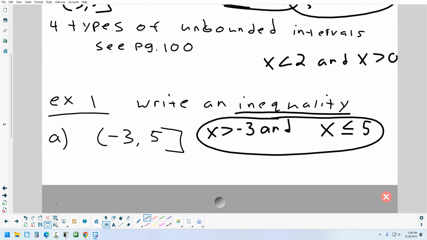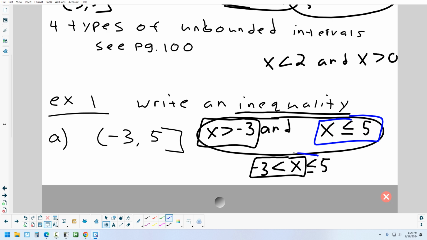Now remember, you might see that combined together. You might see the X in the middle, the lower number on the left, the higher number on the right, both inequalities pointing towards the lower number. These are the same thing. And if you look at it, this is right there, and this is right there. Any question on writing it either way? Both are acceptable. They're both inequalities.